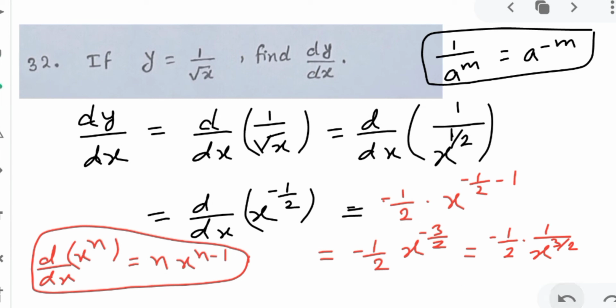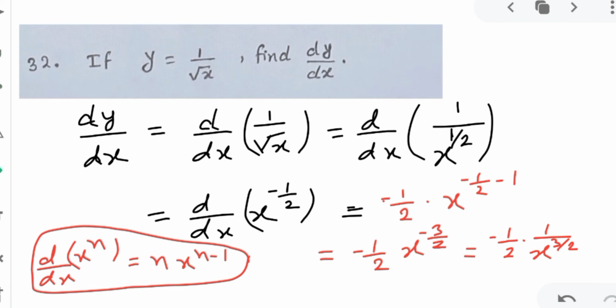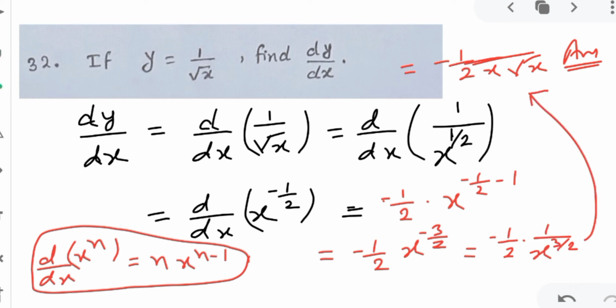Okay. Or you can write this as, I'm erasing this and writing here, because the space is not there. So minus 1 upon 2 into, below will be x root x. Okay. x to the power 3 upon 2, I wrote like this. So you can write like this. Answer is here. Okay. So I hope you understood.